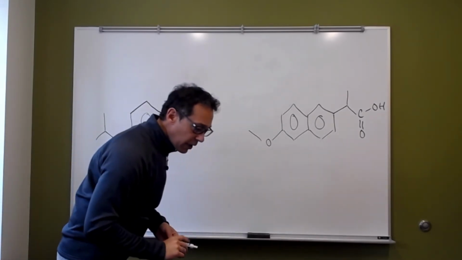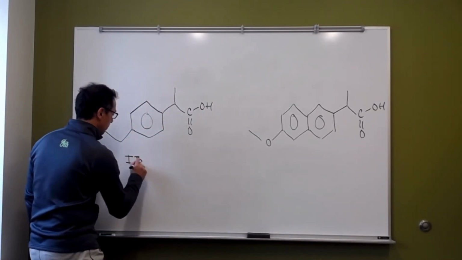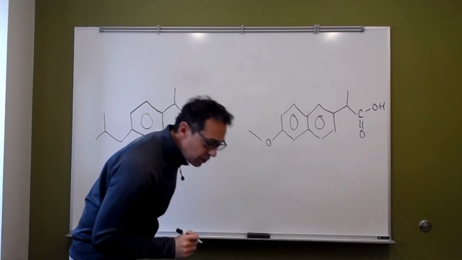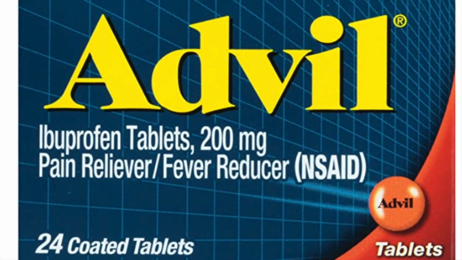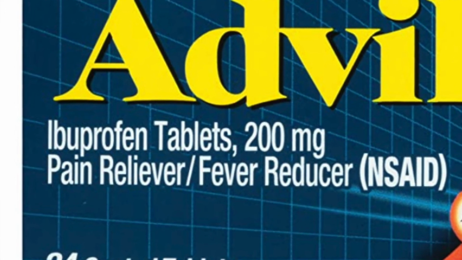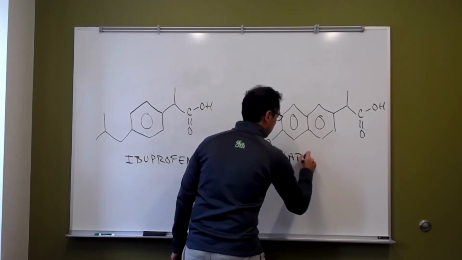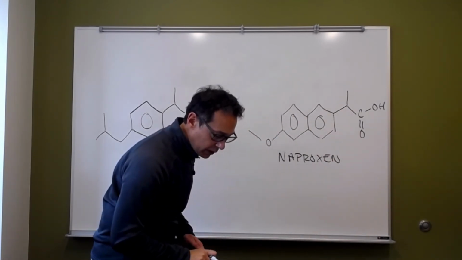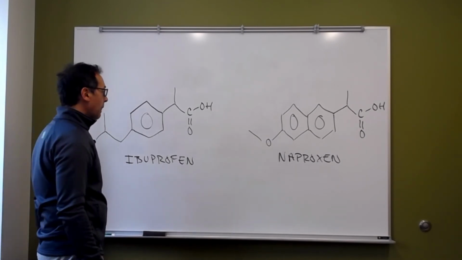Let's see if I can remember how to spell that. Ibuprofen, F-E-N, ibuprofen, okay, and then naproxen. Naproxen, okay. So these two carboxylic acids are pain relievers.